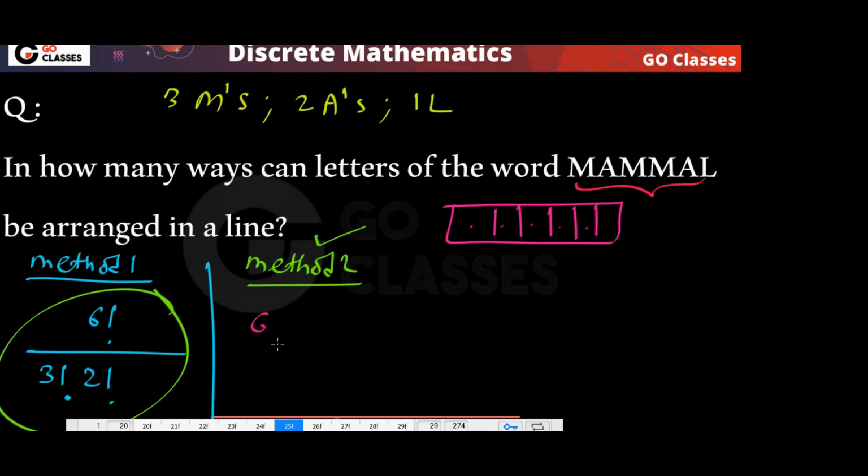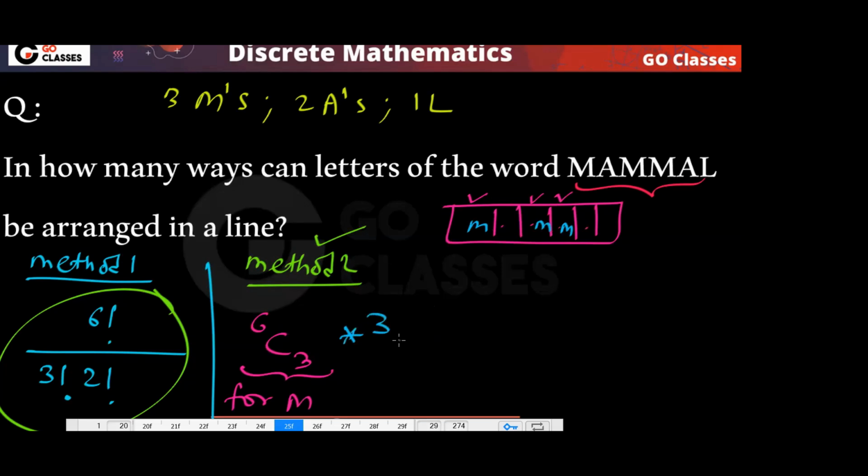From 6 positions, select 3 positions for M. How many ways can M arrange? Now you are selecting 3 positions, and M can arrange in only one way. Only one way for M.